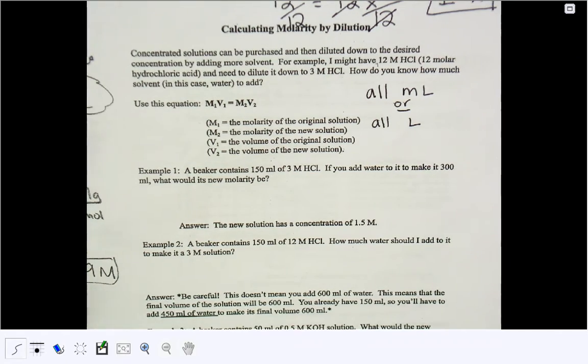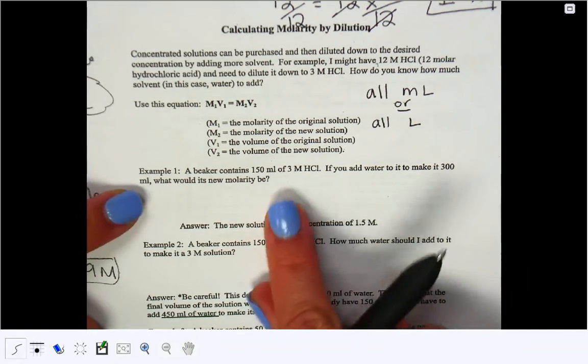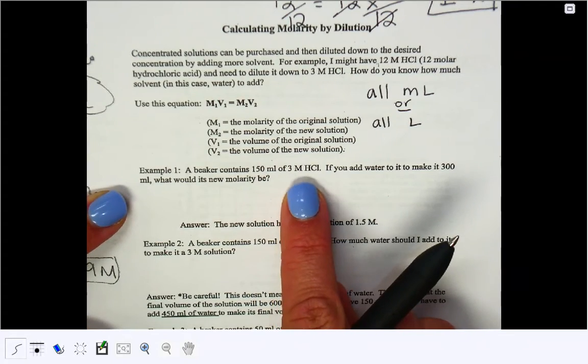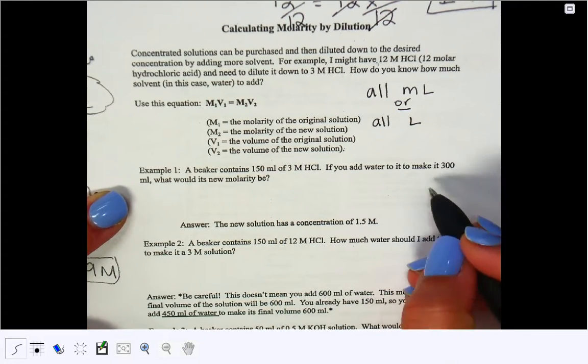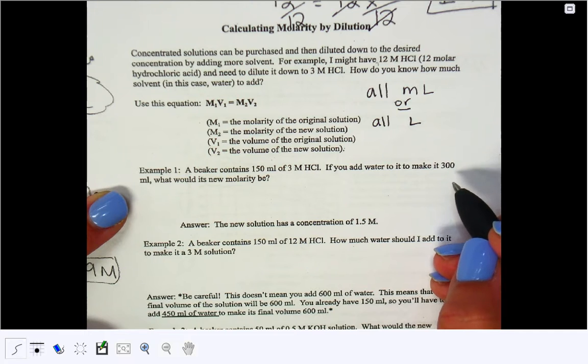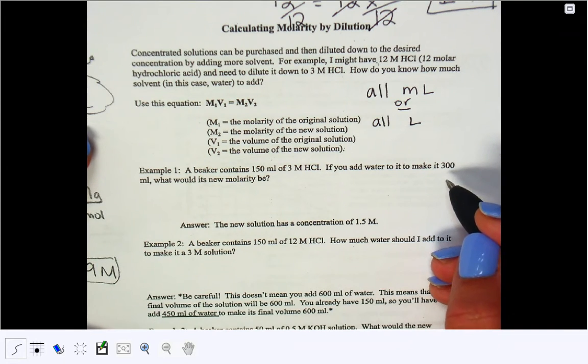It says, example 1, a beaker contains 150 milliliters of 3 molar HCl. If you add water to it to make 300 milliliters, what would its new molarity be? Wow. All right, so lots of numbers here.